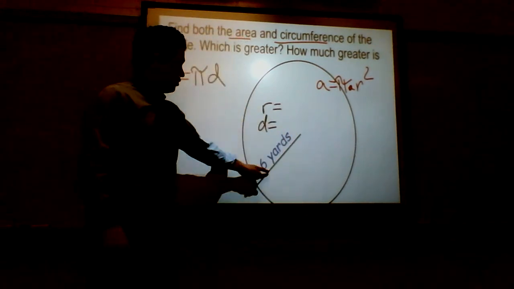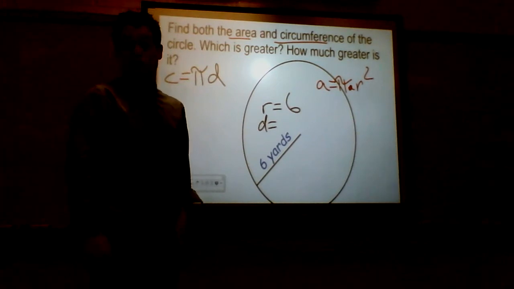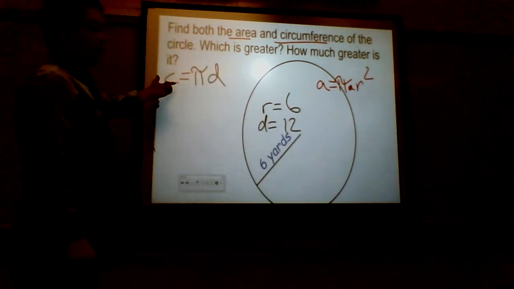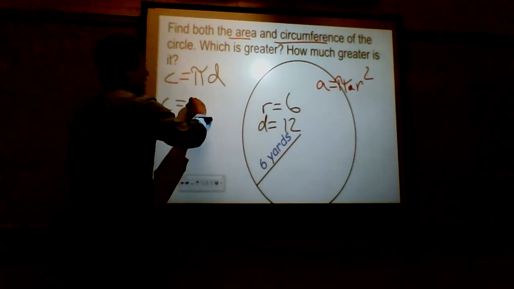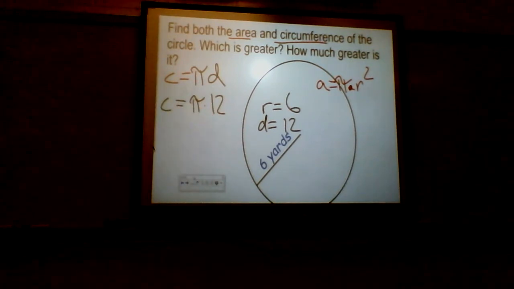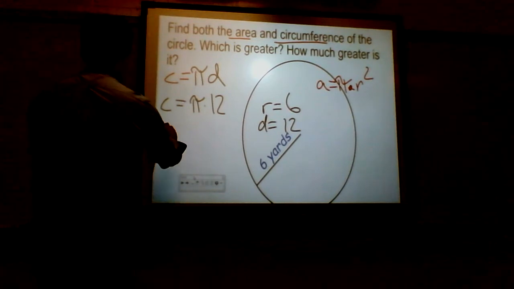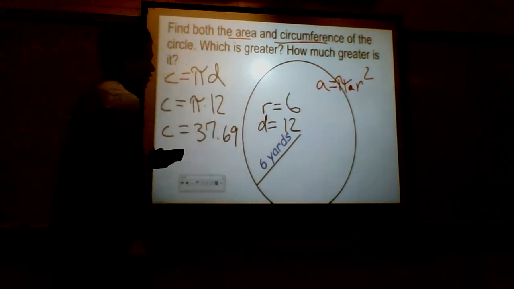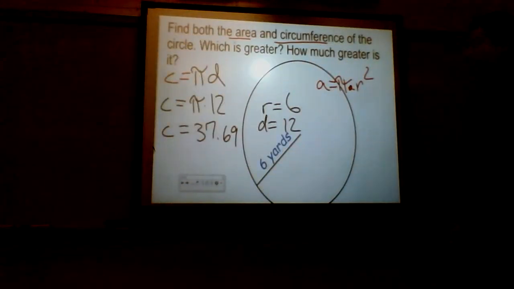Well, there's a point, just touches one side. That's my radius of 6, which means my diameter, double that, 12. To find the circumference, I plug it in. Circumference is the same as pi times diameter, which is 12. On my trusty calculator, I would do pi times 12, and I would get the circumference is 37.69.